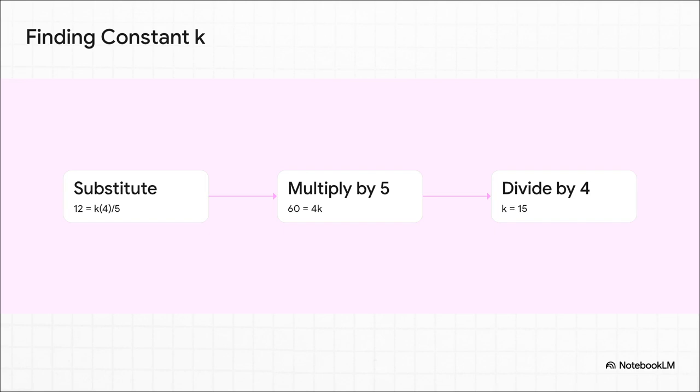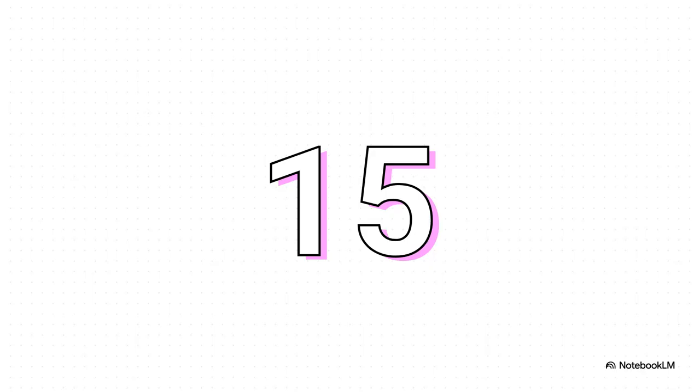Let's actually build this out mathematically, step by step. Step 1, we just plug our knowns into z equals kx over y. That gives us 12 equals k times 4, all divided by 5. Now we just need to do some algebra to get k totally by itself. Step 2, let's multiply both sides by 5 to knock out that denominator. 12 times 5 gives us 60, so now 60 equals 4k. And finally, step 3, we just divide both sides by 4 to isolate k. 60 divided by 4 leaves us with our constant. Boom! There it is. 15.